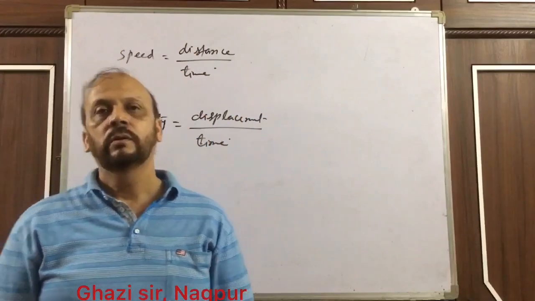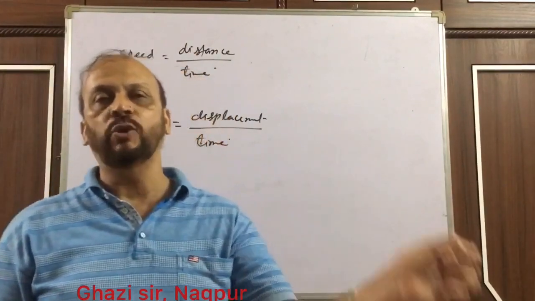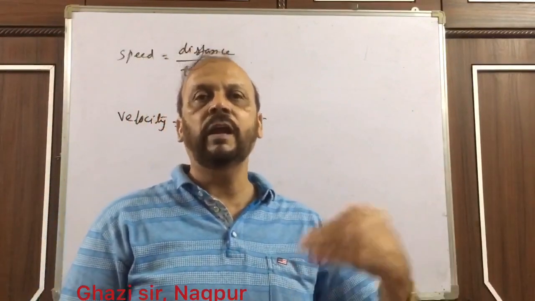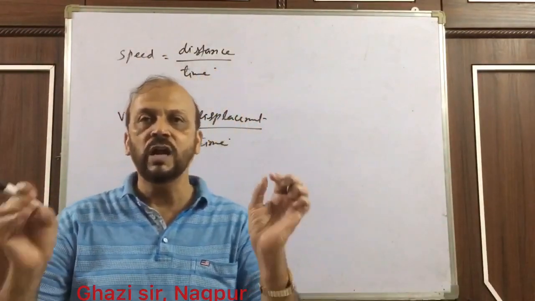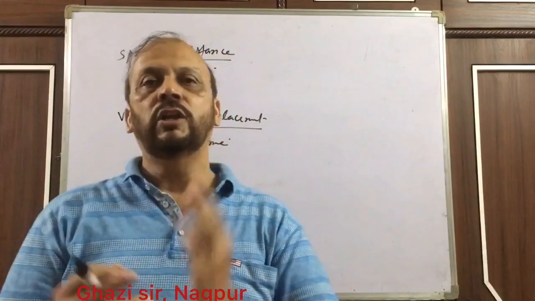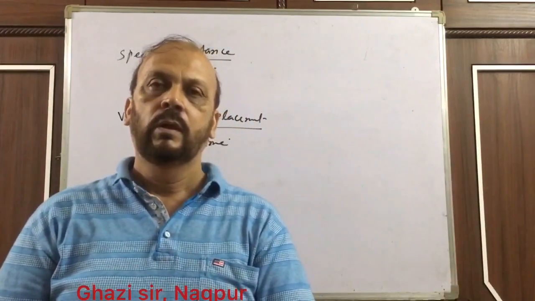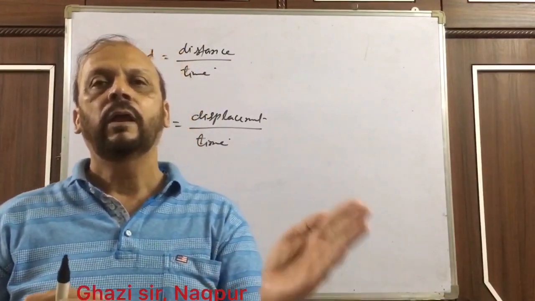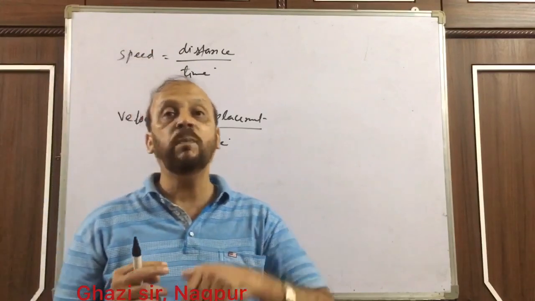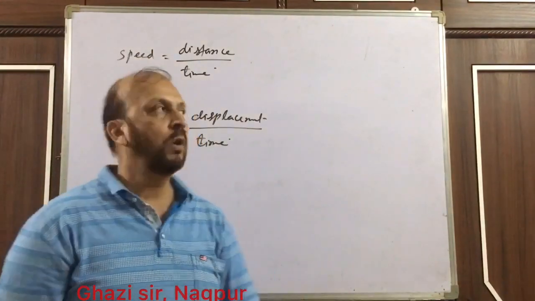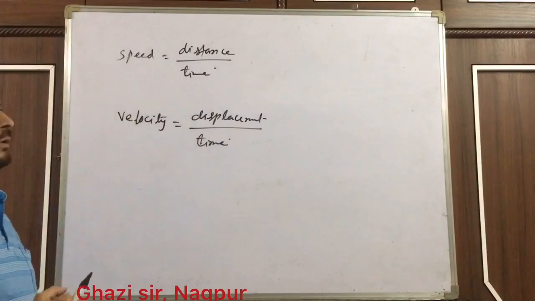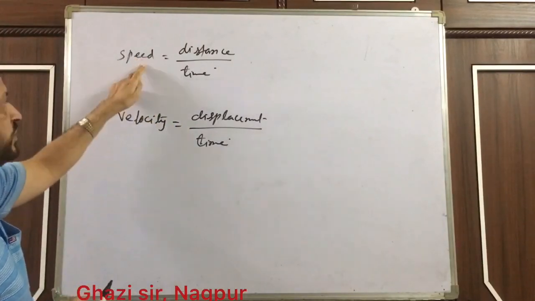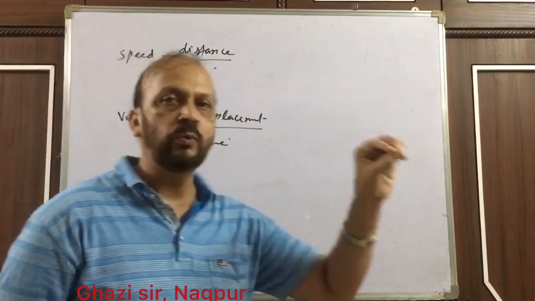Speed is distance traveled or path length per unit time. मतलब यूनिट टाइम में, एक सेकंड में, एक मिनट में, एक घंटे में ऑब्जेक्ट ने कितना डिस्टेंस ट्रैवल किया, that is called speed. और पर यूनिट टाइम, that means एक सेकंड में, एक मिनट में, एक घंटे में ऑब्जेक्ट ने कितना डिस्प्लेसमेंट किया, that is called velocity. So distance per unit time and displacement per unit time is called speed and velocity respectively.